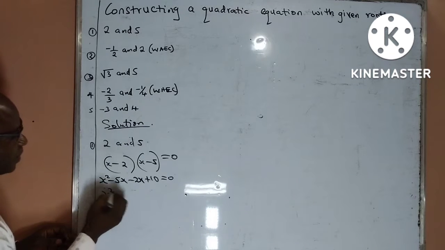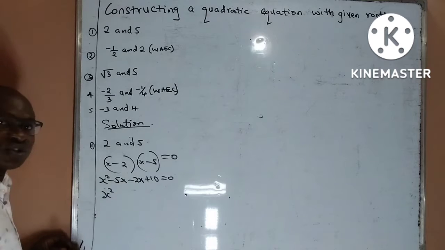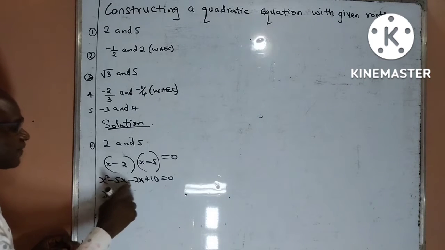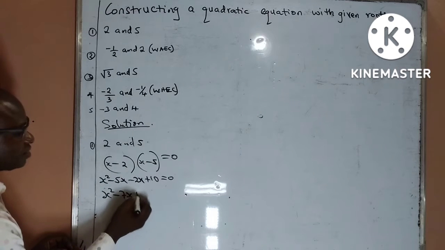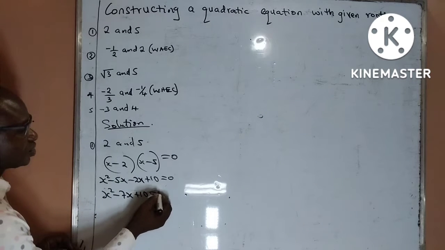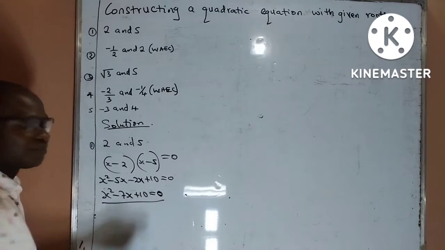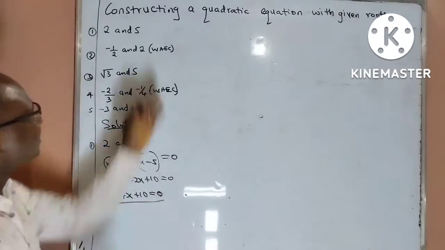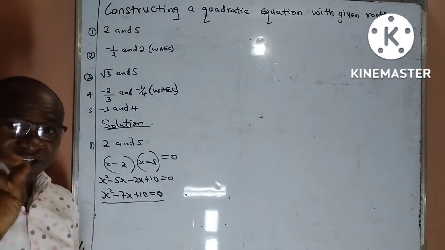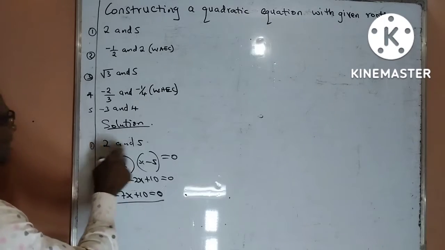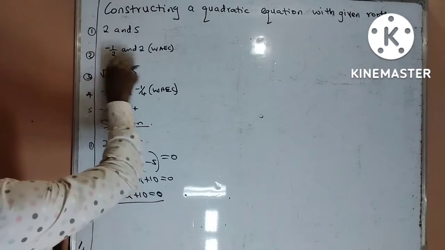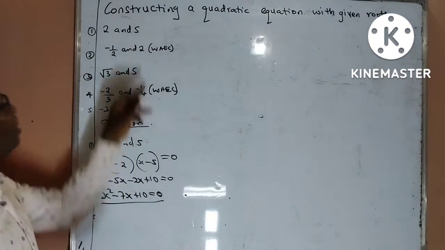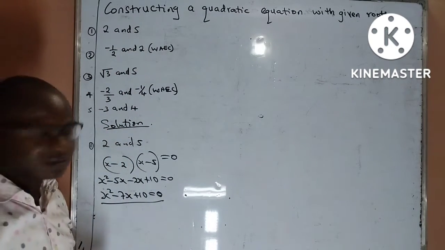Finally, x raised to the power 2, minus 5x minus 2x will give us minus 7x. Then plus 10 equal to 0. Final answer. That is the quadratic equation constructed using the given roots. Pretty simple. In question number 2, it was a WAEC question.